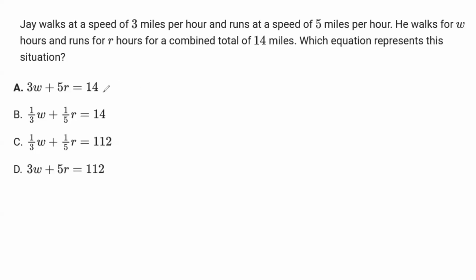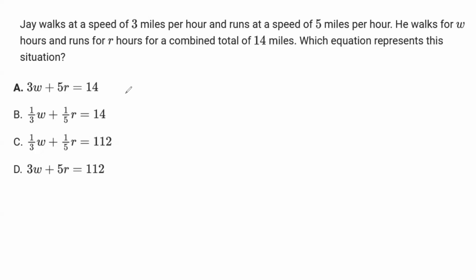Okay, so we can look at the answer choices, right? A is 3W plus 5R equals 14. B is 1/3 W plus 1/5 R equals 14. And then we have the same situations reversed: 1/3 W plus 1/5 R equals 112, and 3W plus 5R equals 112. So that just sort of gives us an idea of what type of answer we're going to be looking for.